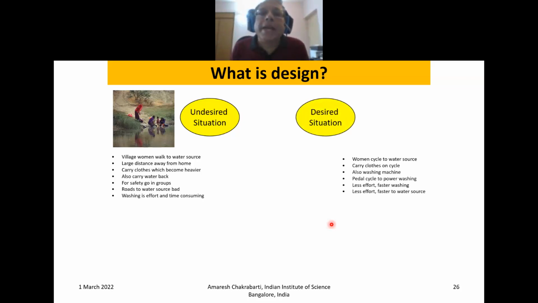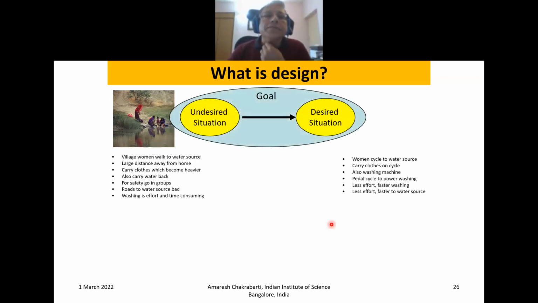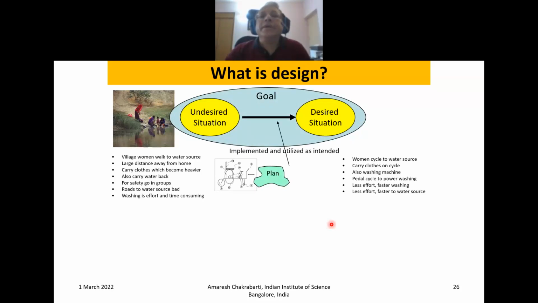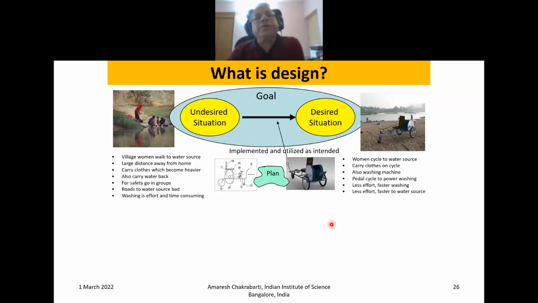Shall I bring the water closer to the source? Shall we carry clothes in a way that's easier to carry? Shall we, and so on and so forth. And this is what you call a goal. How do you translate from an undesired to a desired situation? And you plan, and that plan is what is called design. You hope that if you implement it right and utilize it as intended, that undesired situation will transform into a more desired situation. So a design is a plan for change. This is just an example of many possibilities.